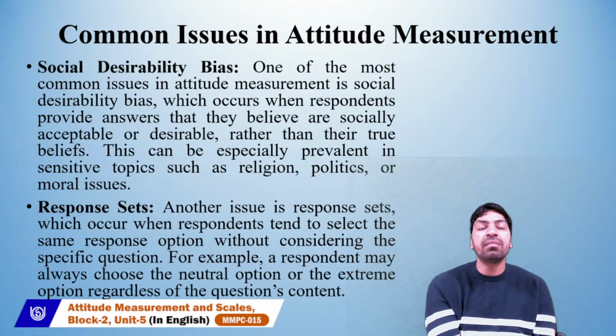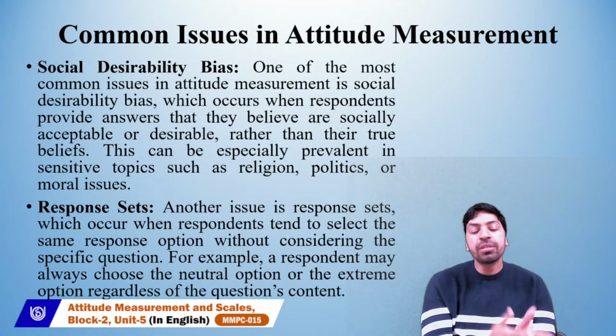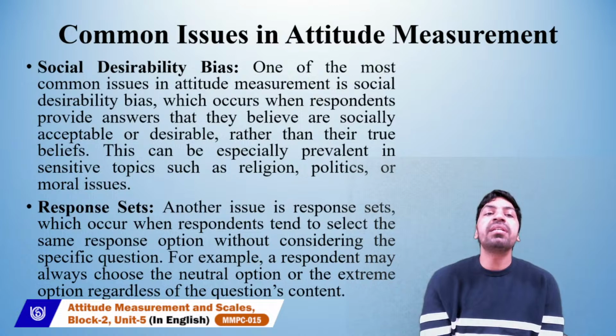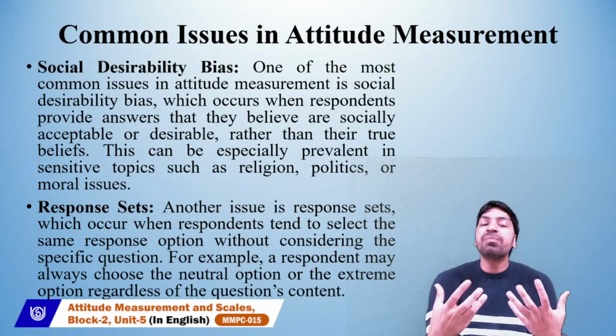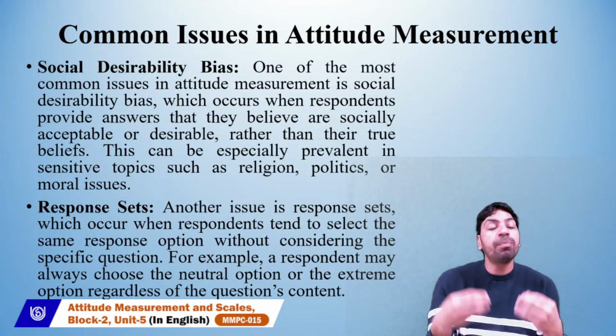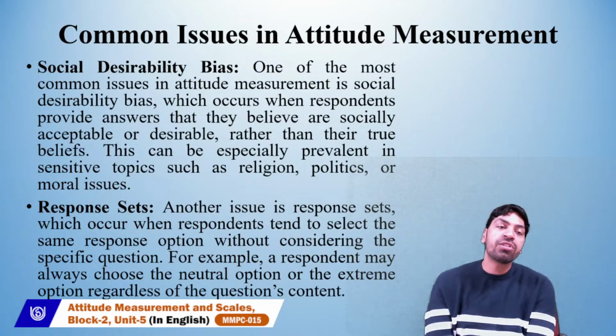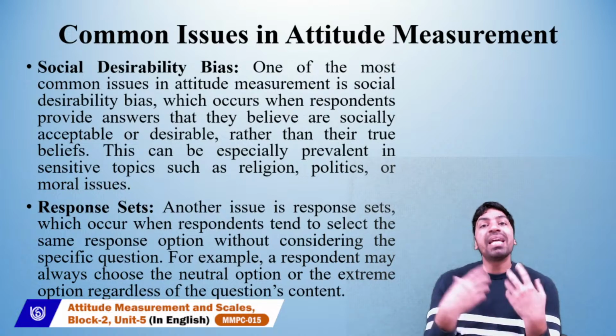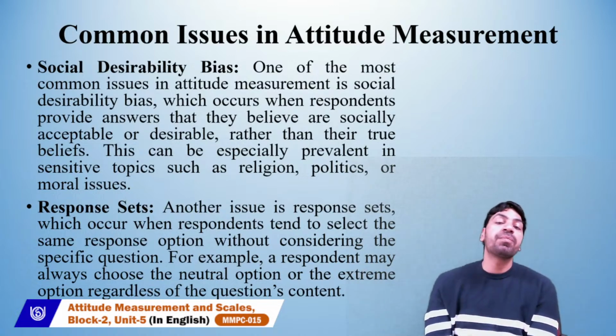This bias can always occur in very sensitive topics like religion, politics, and moral issues. Such topics become socially desirability biased because the respondents may not be able to give their true beliefs or true opinion on them. So automatically it's one of the difficult areas of concern when it comes to measuring the attitude of such respondents.